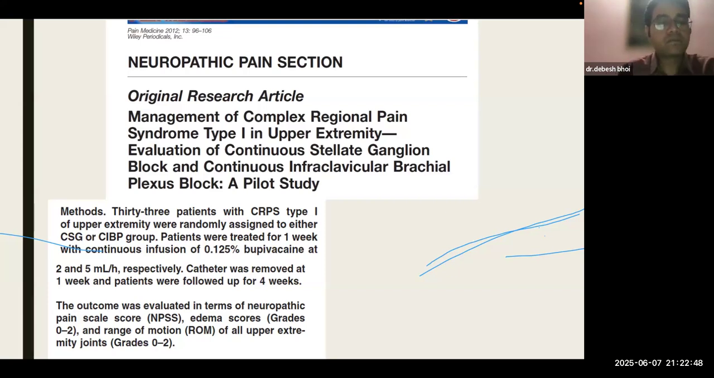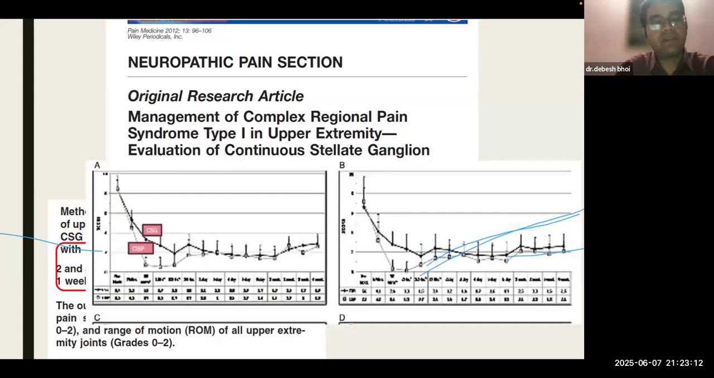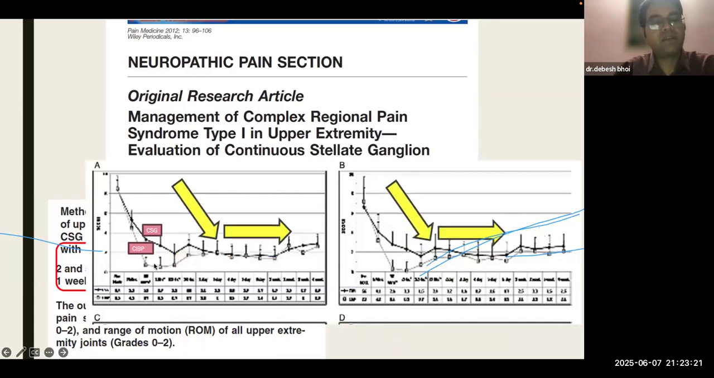So whenever there is pain, be it CRPS pain or this pain, in this case what they have done is one group was given a stellate ganglion block and another group the infraclavicular block with bupivacaine, 2 to 5 ml per hour respectively, and removed at 1 week. That means the catheter was placed for a long time so that you can break the pain cycle and the patient can get more physiotherapy and rehabilitation as soon as possible.